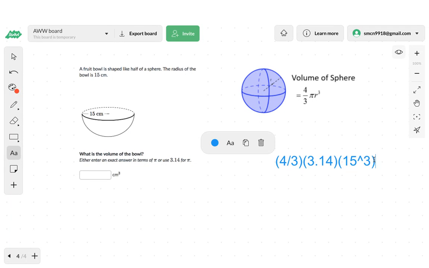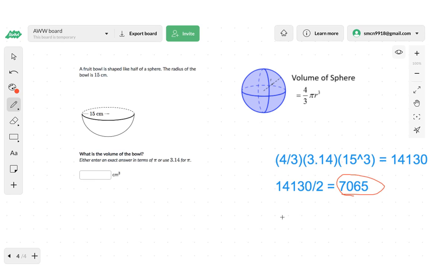Right? So let's write that in. We had gotten 14,130, and then we had to divide because we need half the shape. Our final answer was 7,065. Here is your final answer.